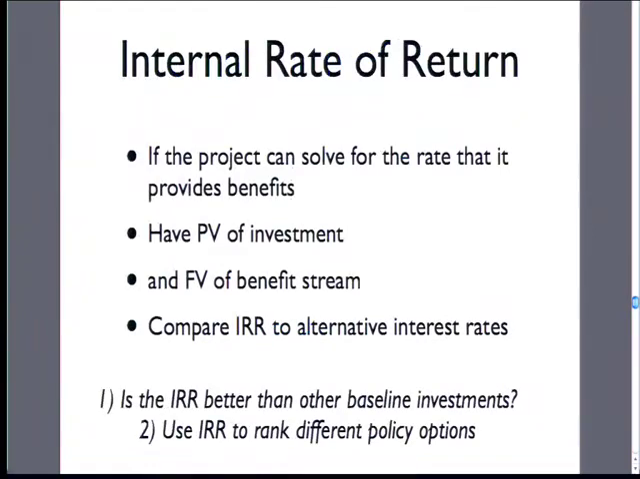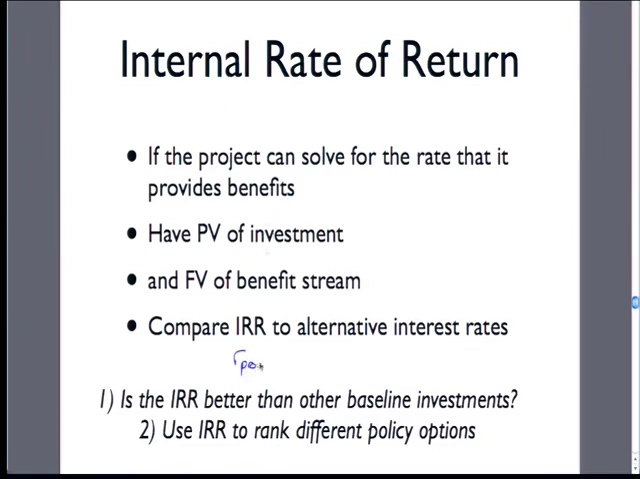We can sum this up in some ways as the internal rate of return of the project. So we've looked at varying the interest rate and varying time, but if we have the present value of the investment and the future value of the benefit stream, we can actually solve for the rate of return that the project is actually yielding, right? If we leave R as a variable, we can solve for R. We'll call that the internal rate of return, and we can compare that to other R.